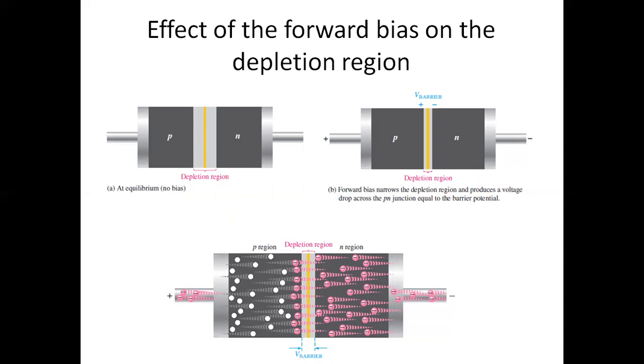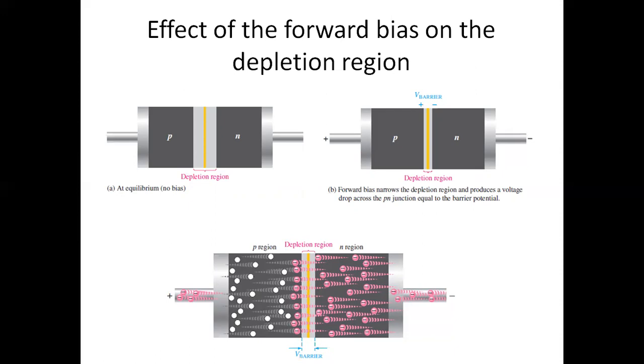So using the law of charges, like charges repel and unlike charges attract. So what would happen is, because your negative terminal of the voltage source is towards the N region, and remember the N region has free electrons as the majority charge carriers, and the P region has holes as the majority charge carriers, the free electrons in the N region are pushed towards the PN junction because they are being repelled by the negative charges at the negative terminal of the battery. So they move towards the depletion region.